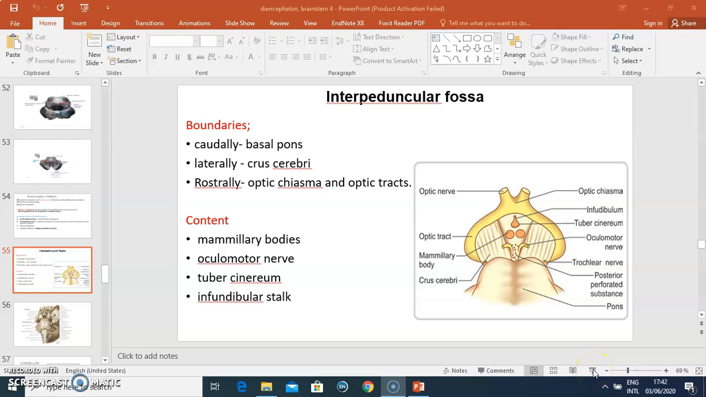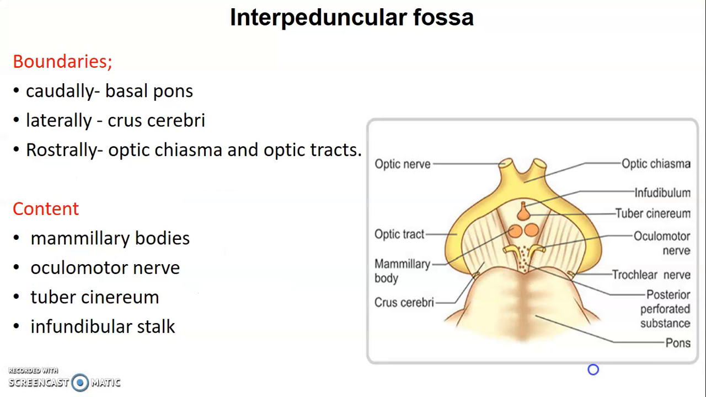Hi everybody, it's Dr. Mende again as we continue to discuss the brainstem. So we had just discussed the medulla, the pons, and the midbrain.